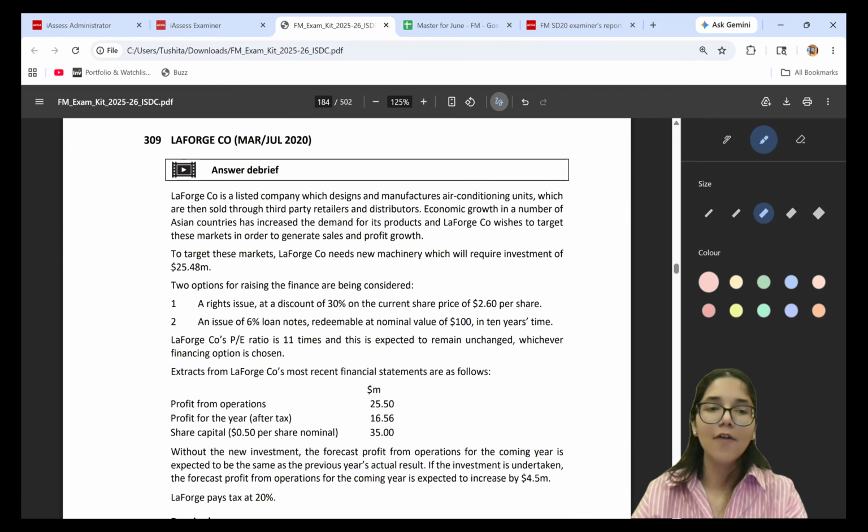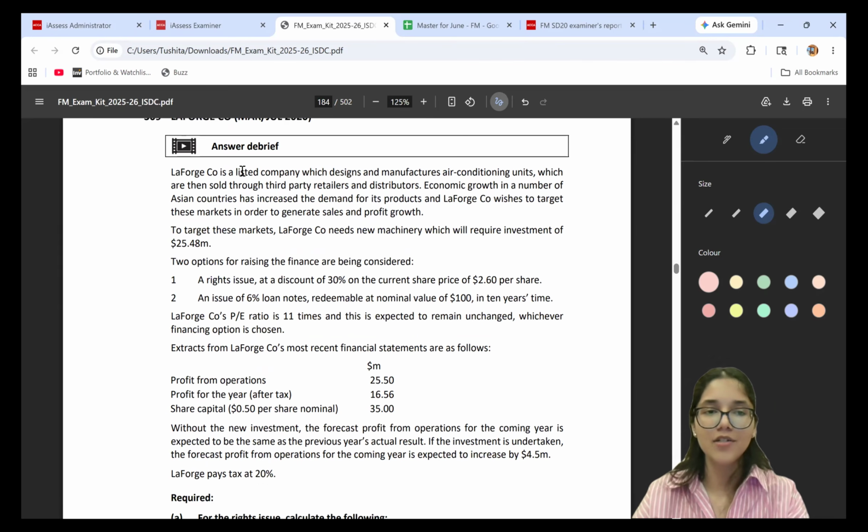So it tells me LaForge Company is a listed company. So I've highlighted that we are listed, which designs and manufactures air conditioning units, which are then sold through third-party retailers and distributors. Economic growth in a number of Asian countries has increased the demand for its product, and LaForge Company wishes to target these markets in order to generate sales and profit growth. To target these markets, LaForge Company needs new machinery, which will require an investment of $25.48 million. So this is my investment requirement.